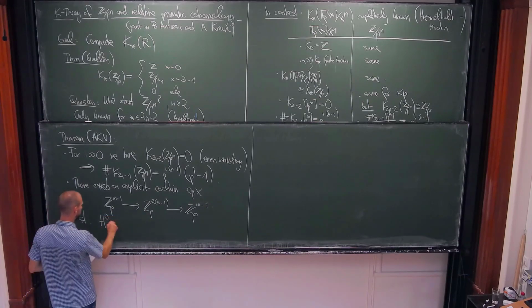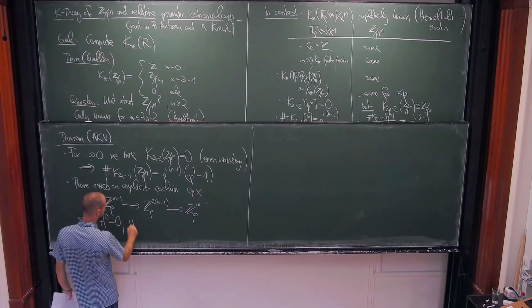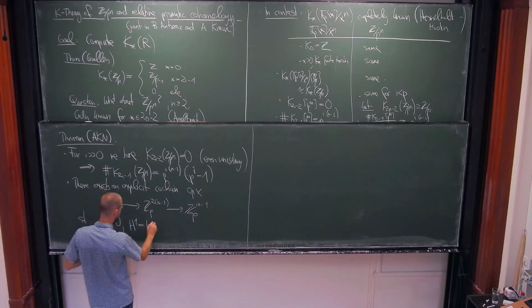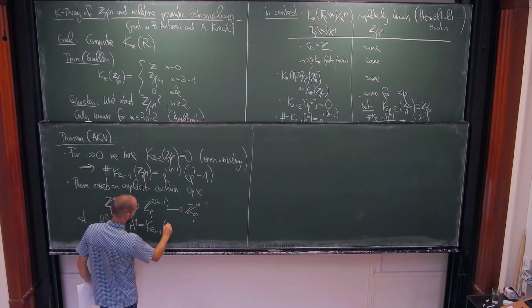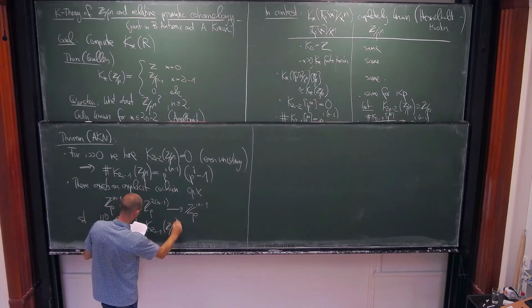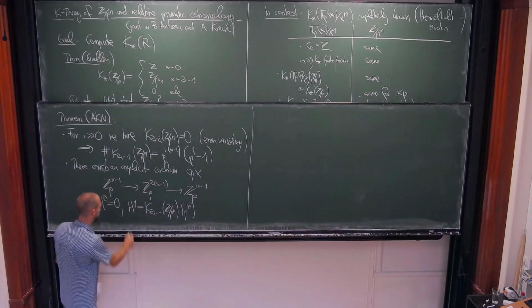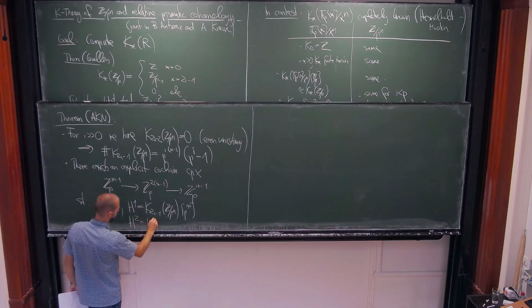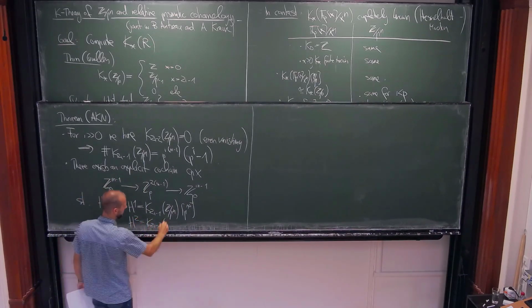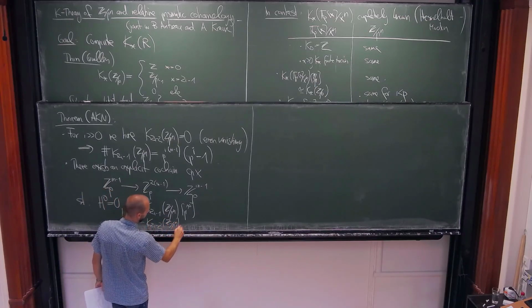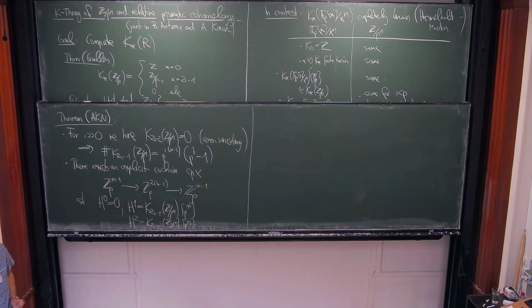So H0 is 0. H1 of this cochain complex is actually K2I minus 1 of Z mod p to the n, p-infinity torsion, and H2 is K2I minus 2, p-infinity torsion. Right. And I guess, what does this mean? Explicit. So what's the meaning of the statement?